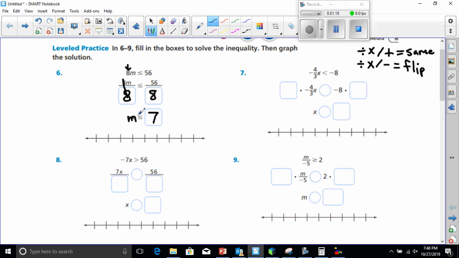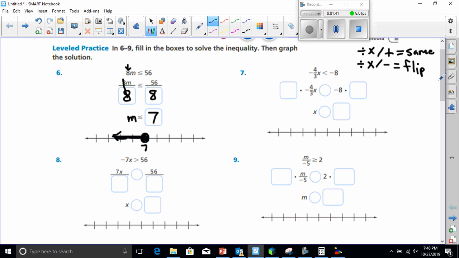So now I know that m is less than or equal to 7, which means right here I'm going to put a dot and fill it in since it can be equal to, and then I'm going to put 7 underneath, and since it's less than 7, I'm going to go ahead and put my line to all the numbers that are going less than 7.